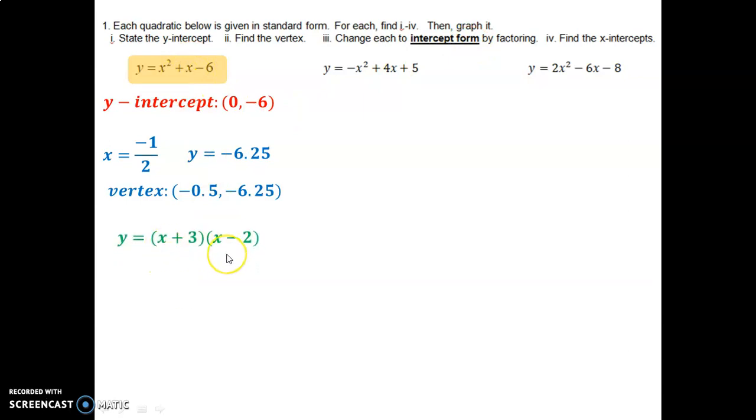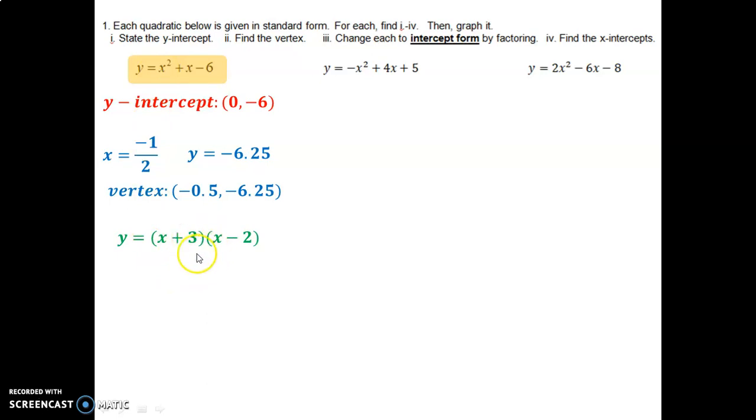Alright, factored form looks like that. So that is our intercept form. Notice there's no number in front. There's no a value. Well, there is. There's a 1. We don't see it, but there's a 1 there. And that 1 is our a value. We can see the 1 is here, and there's also a 1 here for the a, so the a values match.